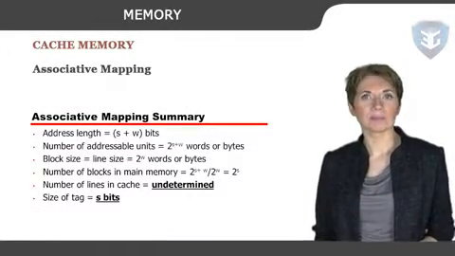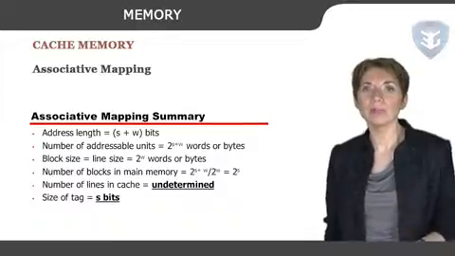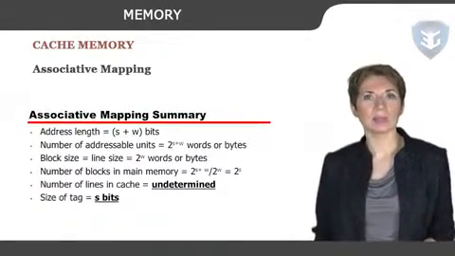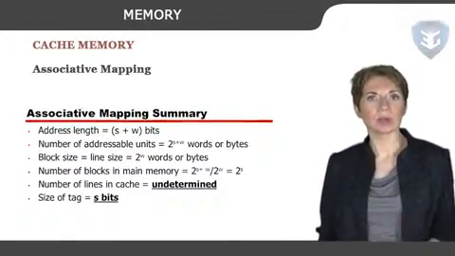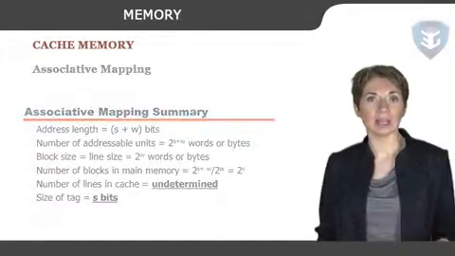Associative mapping. This type of mapping overcomes the disadvantage of direct mapping by permitting each main memory block to be loaded into any line of cache.